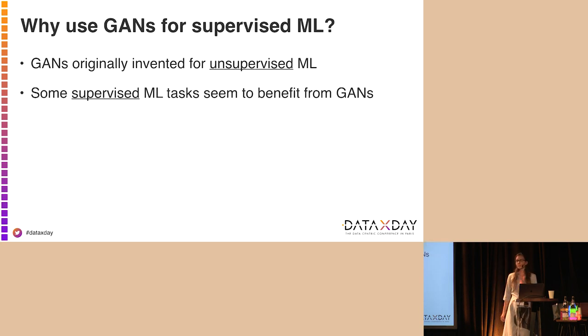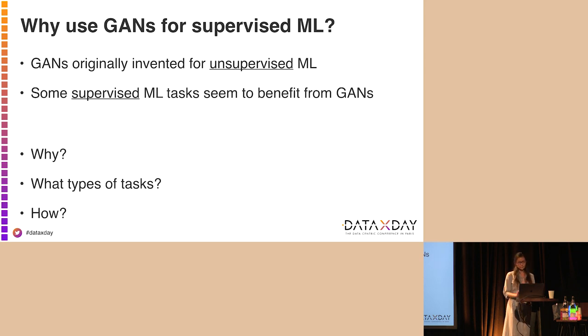So we have seen some examples of GANs being used for supervised learning, but the question is, why would you want to do that when originally they were meant for unsupervised learning? And once I discuss the structure of a GAN, we will see why that is. So this question that I wrote here can be broken down further into three parts. Why is it that some supervised learning tasks benefit from GANs? What types of tasks can benefit? And also, how should it be done from the technical standpoint?